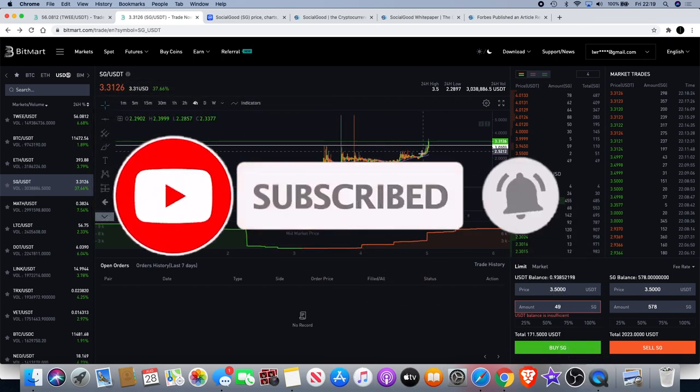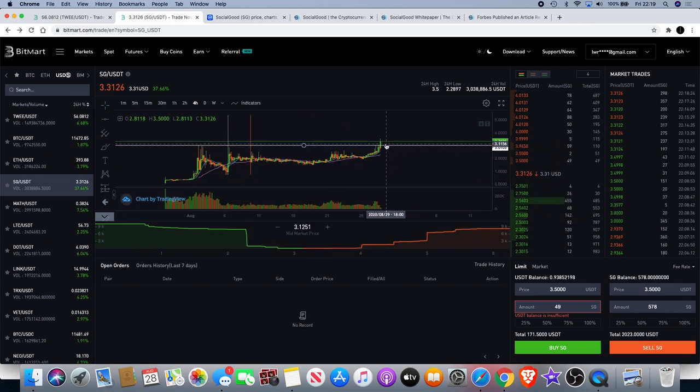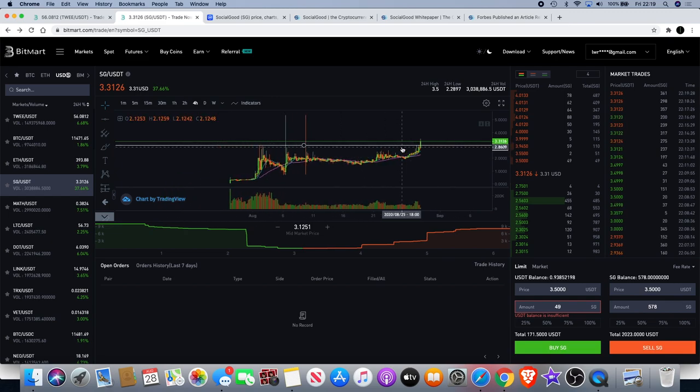Now, why have I just bought some SG, Social Good? Well, we can see that it's broken through this resistance. As you can see, it started down here, around 10 cents, and since then it's just gone up. This is from July, guys. We're looking at the 28th of July. It was listed on Bitmart, and it's broken this resistance. Can't give you much of a price history because that's all we can see, but I do expect this to continue up.